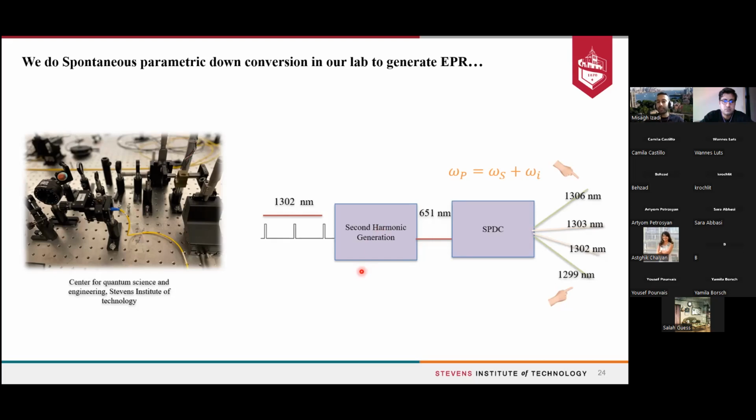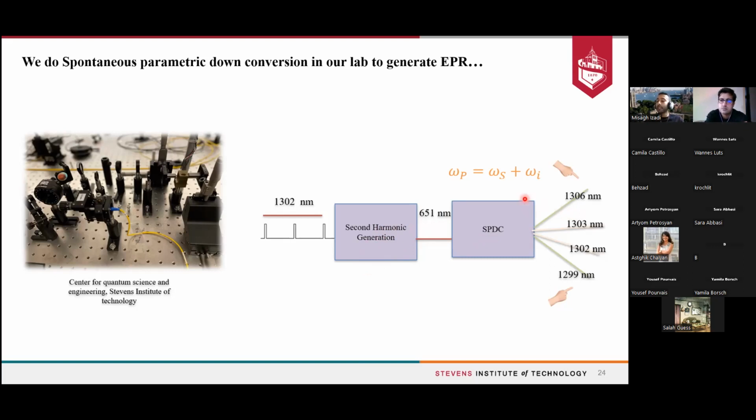Mostly today, we use a second harmonic generation process here. And then we send the output of the second harmonic generation to SPDC. But as you see in its name, this is a spontaneous event. It means there is no way to say when your entangled pairs are generated.